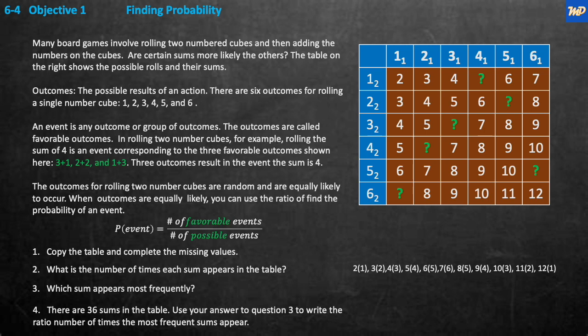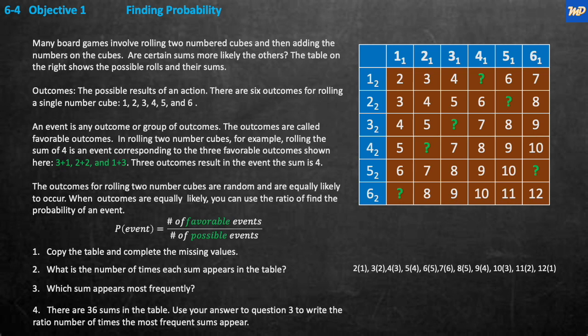Are certain sums more likely to come up than others? So are you more likely to get a 4 than to get a 2? That's the kind of question, how often can you get a 4? Or are you going to get 4s more often than 2s or vice versa? We're going to find out right now.